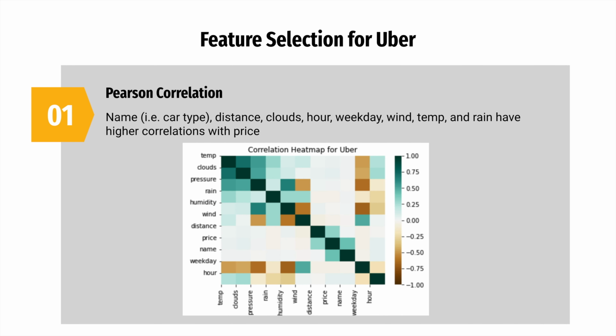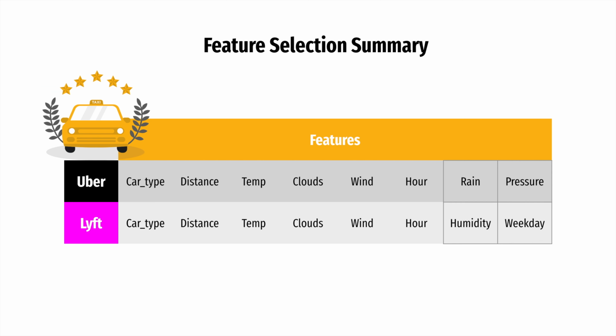For Uber, since Uber does not have surge multiplier, we only utilized the Pearson correlation matrix to select features. Altogether, we have selected 8 features for both Lyft and Uber. The first 6 features were identical for Lyft and Uber. They were car type, distance, temperature, clouds, wind, and hour, but the last 2 features were different.